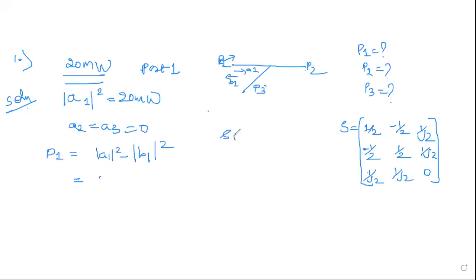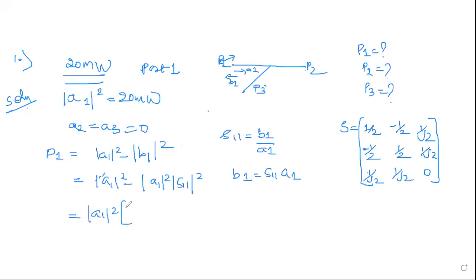Or tell me what is S11? It is B1 by A1. So I can write your B1 as S11 A1. So this equation will be magnitude of A1 squared minus magnitude of A1 squared into S11 squared. From this, take out your A1 squared outside. You will have 1 minus magnitude of S11 squared.